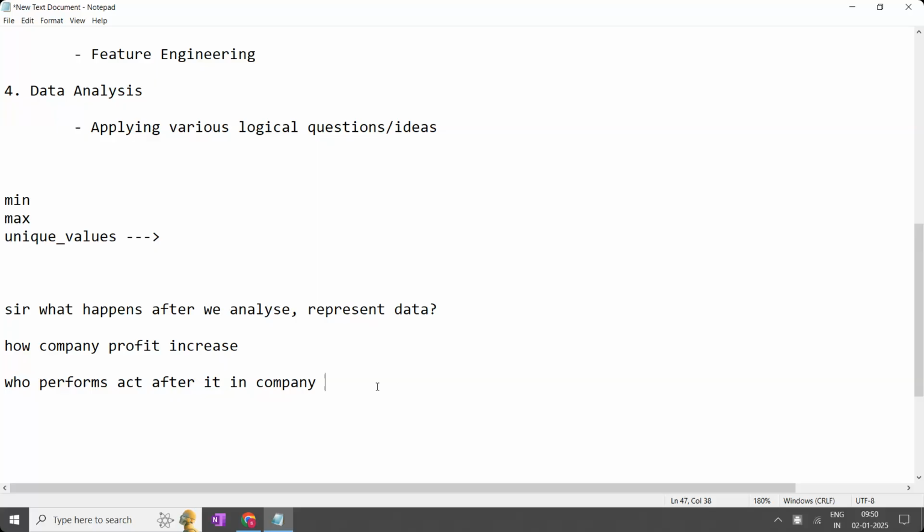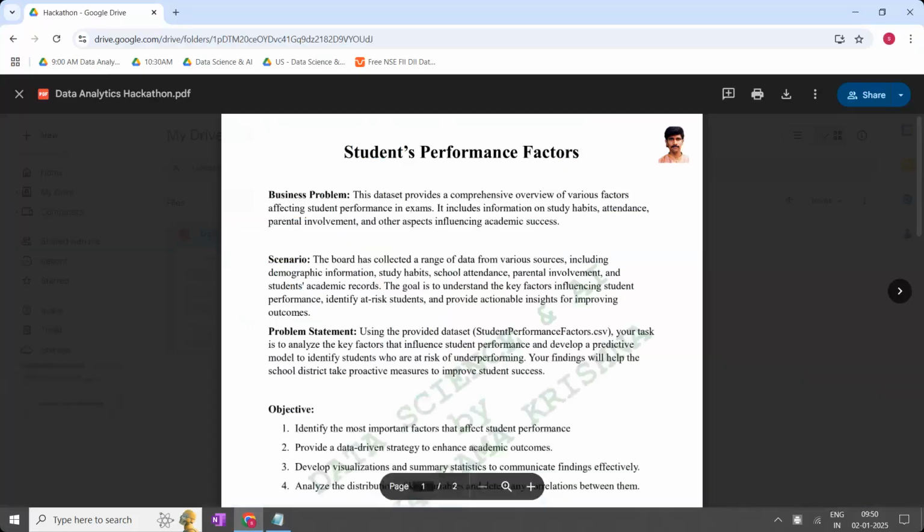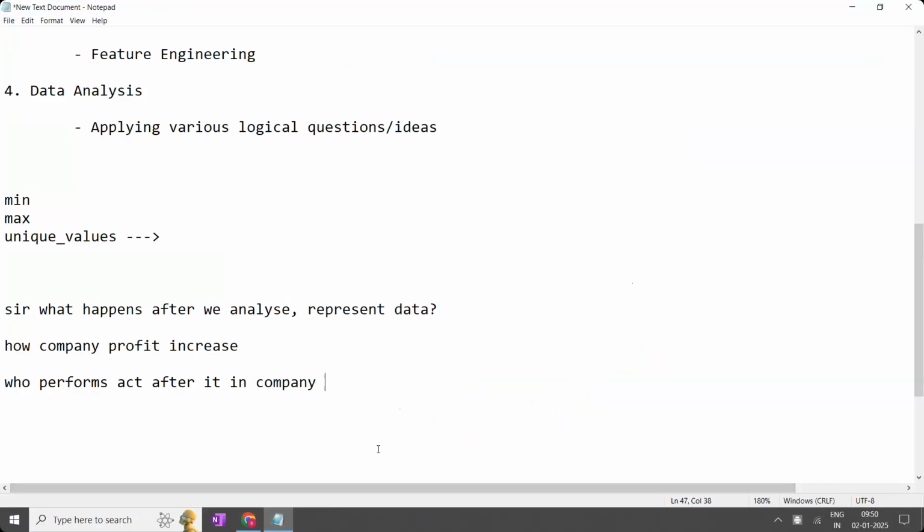For example, in this particular example, we have students' performance data. And in the business problem, they said that your findings will help the school district to take measures. Now, who has shared the project with you? Who asked you to do this project? That person should be there. Either the school director, or the district educational officer, or some other person. The person who has given you the project is called the client, and he is going to perform that.